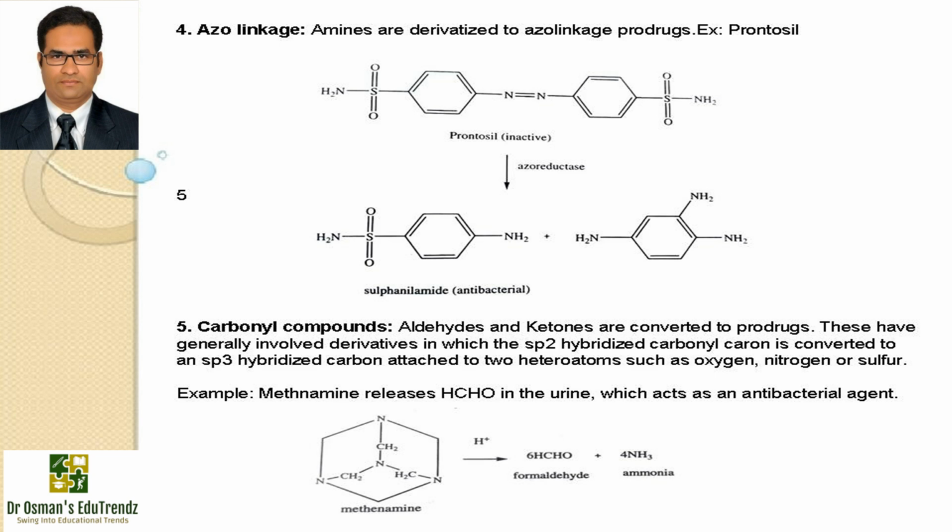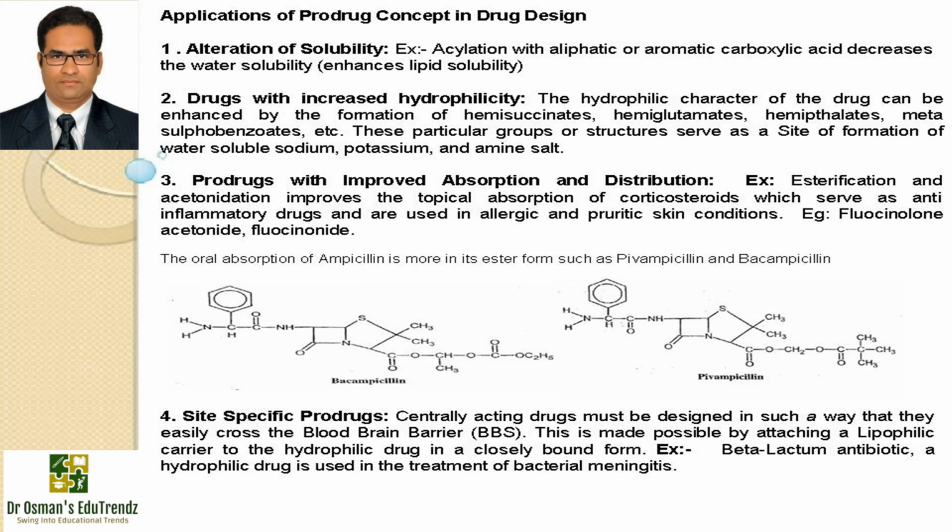The fifth functional group we have is carbonyl compounds. Aldehydes and ketones are converted to prodrugs. These have generally involved derivatives in which the sp2 hybridized carbonyl carbon is converted to an sp3 hybridized carbon attached to two heteroatoms such as oxygen, nitrogen or sulfur. An example we have is methenamine, which releases formaldehyde in urine, which acts as an antibacterial agent.